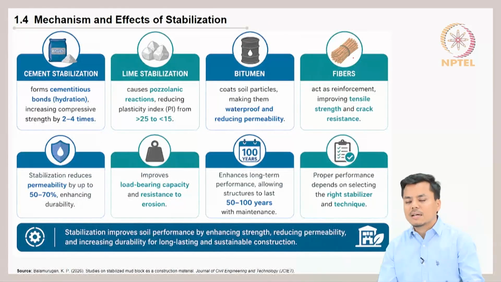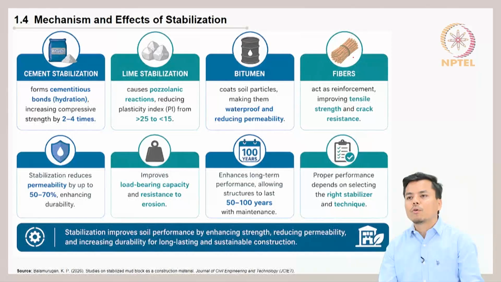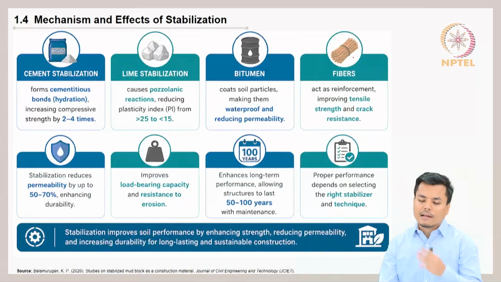Now let us understand the mechanism and effects of stabilization. Cement stabilization forms cementitious bonds which increase the compressive strength. Lime stabilization causes pozzolanic reactions, thereby reducing the plasticity index, and if we add bitumen, it coats the soil particles, making them waterproof and also reducing permeability. If we add natural fibers, they act as reinforcement, thereby improving tensile strength as well as limiting the development of cracks on the surfaces. Stabilization also reduces the permeability by about 50 to 70%.